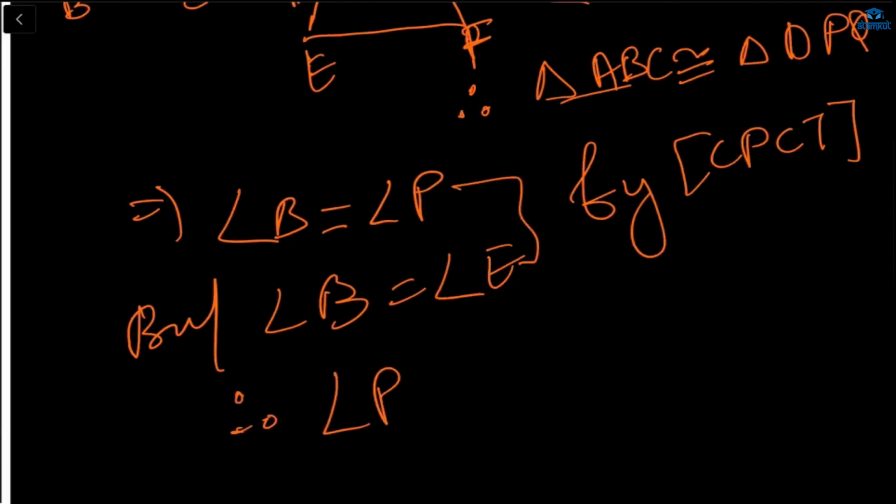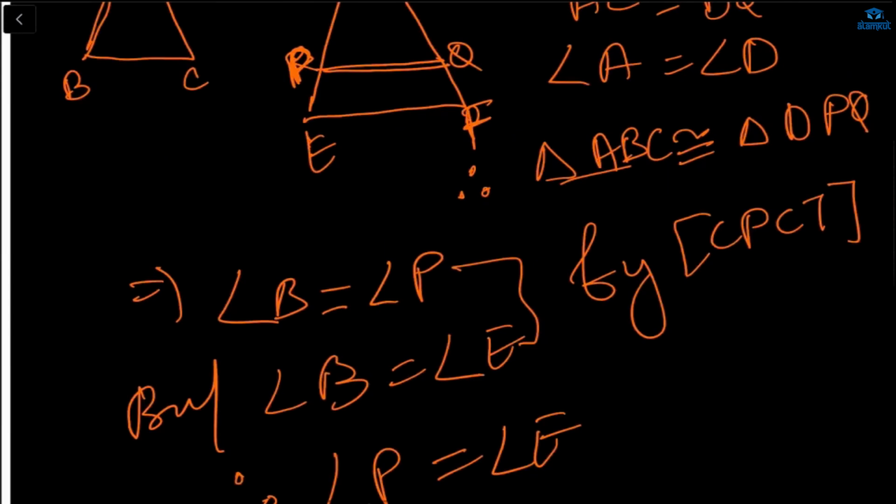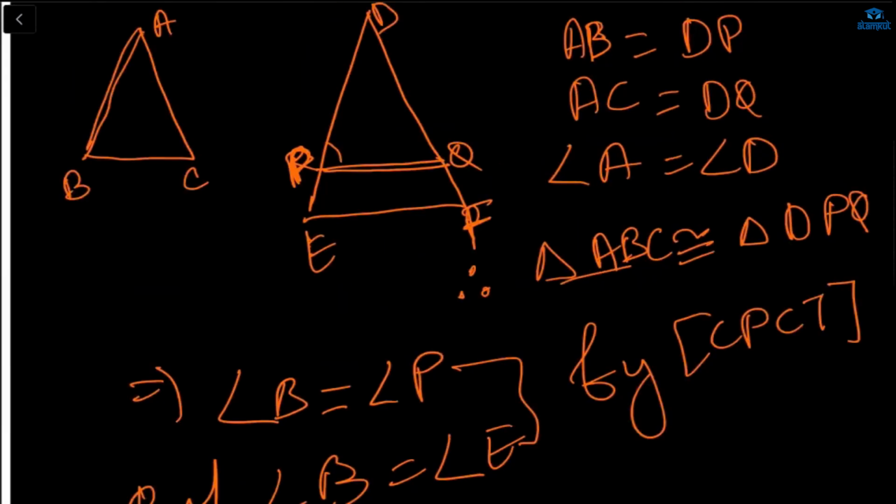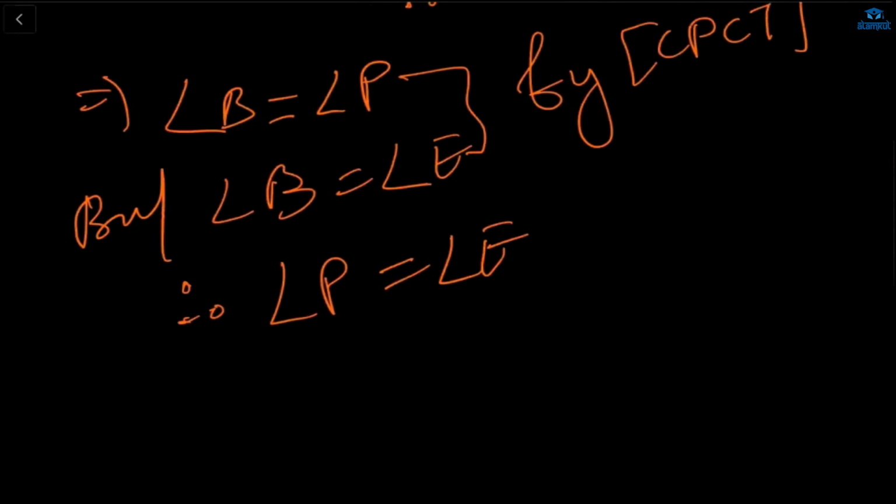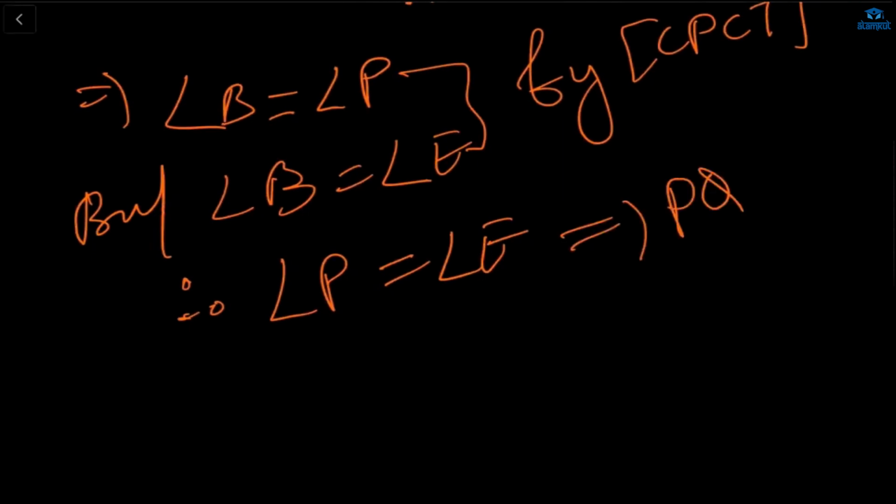If they are equal to the same thing, that means angle P will be equal to angle E. Since this angle P is equal to angle E, they are corresponding angles. That means PQ will be parallel to EF, which implies that PQ is parallel to EF.